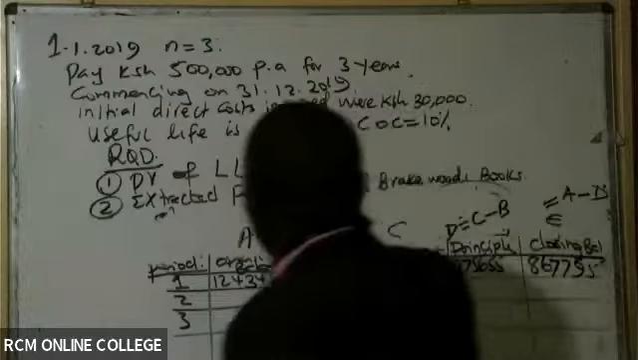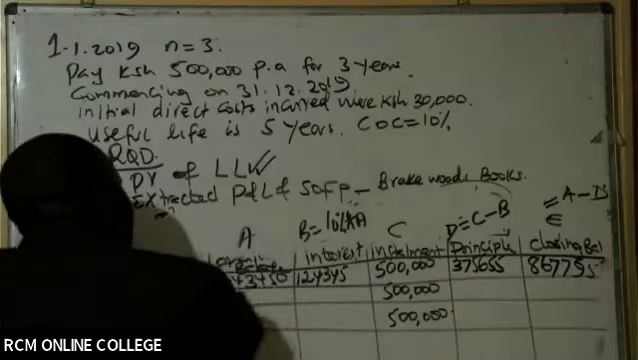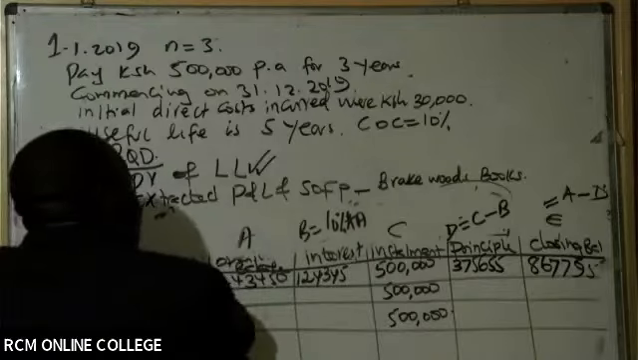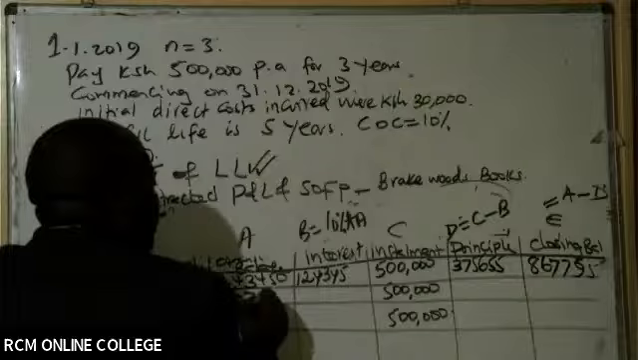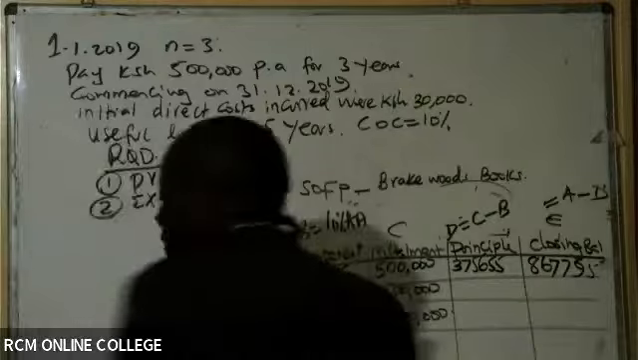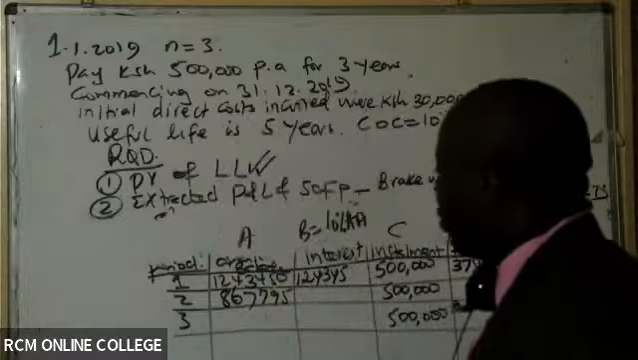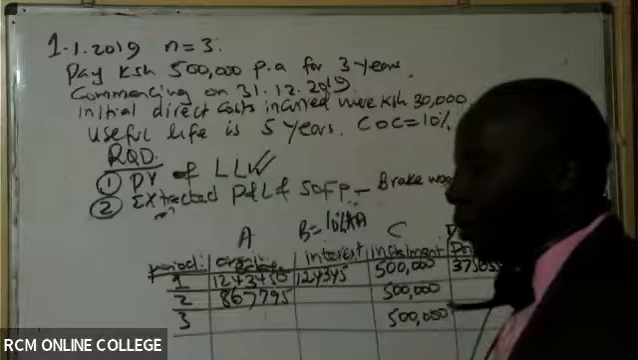And then you bring this here. Remember, the closing balance of year one becomes the opening balance of year two. So this becomes 867,795. Today we want to avoid decimals. In your exam, you will put decimals, but for me, I want to write whole numbers today.